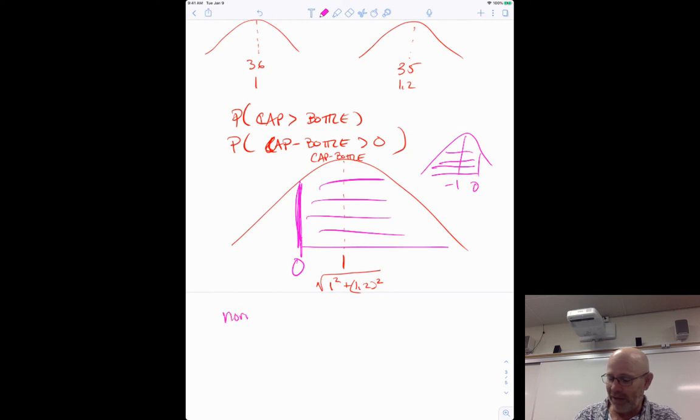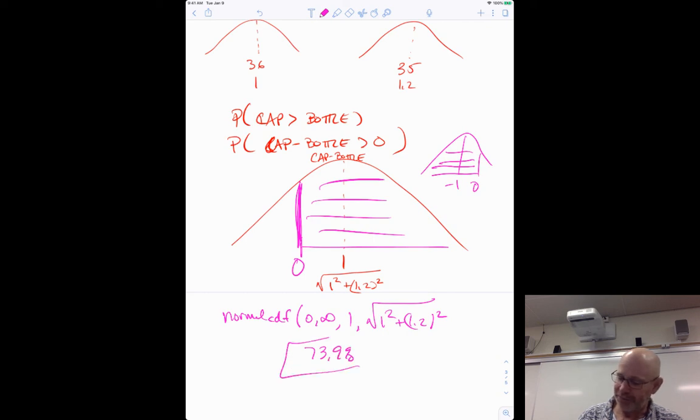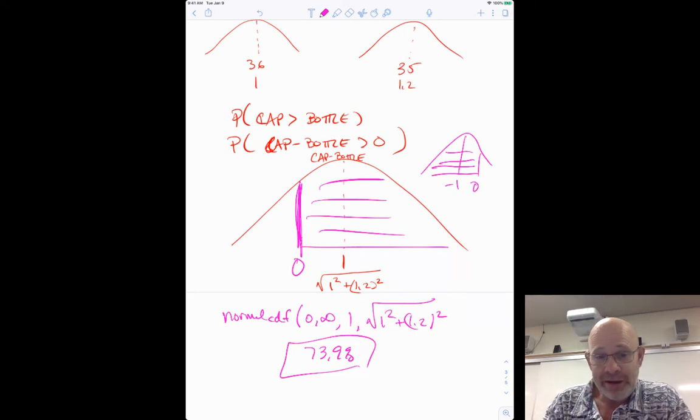So all I've got to do is the same thing I've done before, normal CDF, from 0 to infinity with a mean of 1 and a standard deviation of the square root of 1 squared plus 1.2 squared. So here we go, normal CDF, 0 to infinity, mean of 1, square root of 1 plus 1.2 squared. Now we get 73.9% roughly. So it's either subtracting or it's adding. The variance won't change. The mean will. Find the right mean, find the right standard deviation, and go from there.